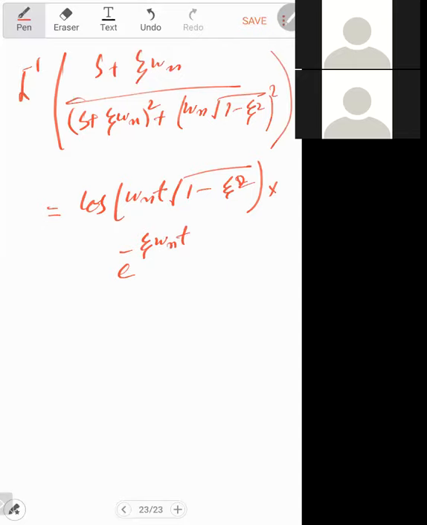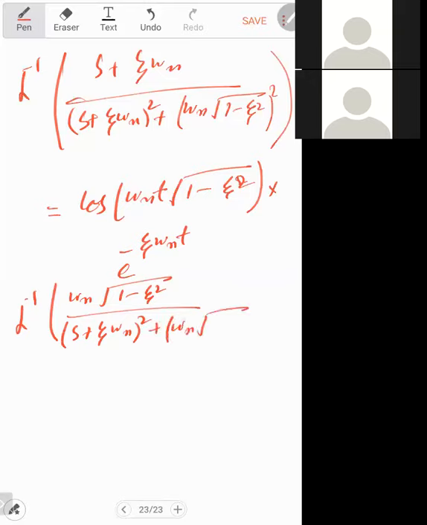So this is the first one. The second one will become equal to the Laplace transform of what? We have omega n, and then we have 1 minus zeta square, divided by s plus zeta omega n square, plus omega n square root of 1 minus zeta square whole square. So this is the sine function: omega divided by s plus a square plus omega square. Remember that one.